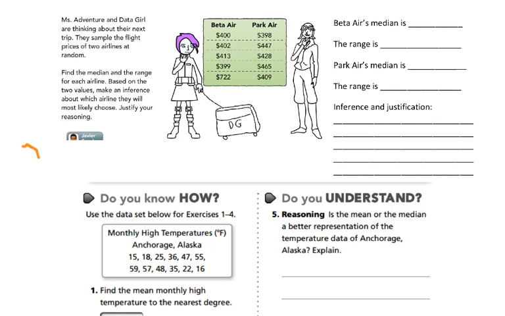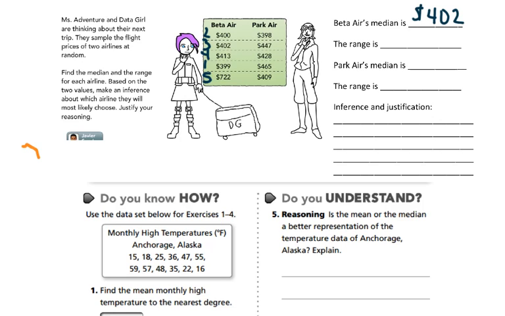So the Beta Air's median, so we're going to put these numbers here in order from least to greatest, and the way I'm going to do that is I'm just going to number them 1 through 5. So 1 being the smallest, so I have $3.99, then $400, then $402, then $413, and then $722. So the median is the middle number, which is the third number, so that's $402.